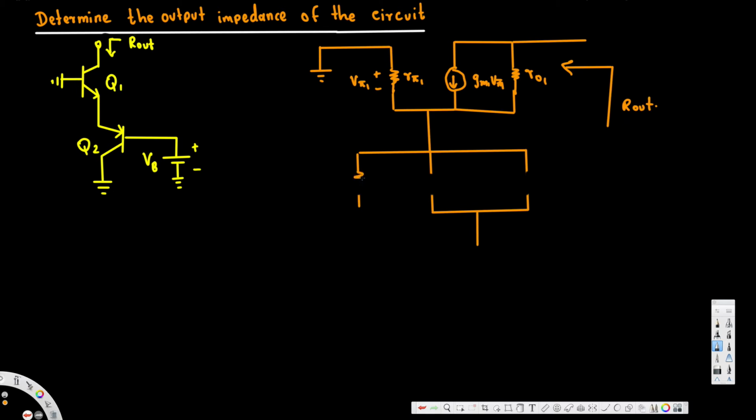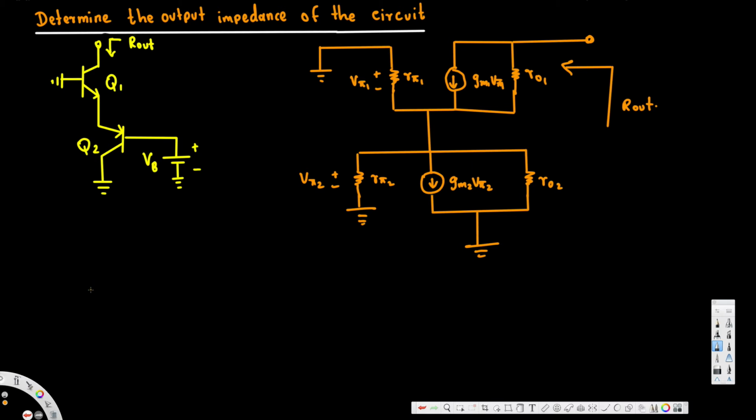Now here we will have the resistance R pi 2 and the voltage across this is V pi 2, and the current source here is gm2 V pi 2, and then the resistor here is RO2. Now that's the equivalent model of this circuit.